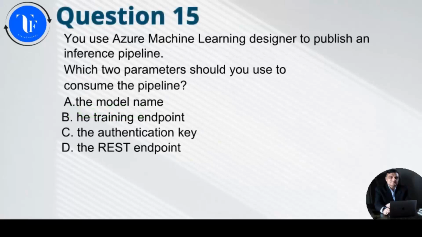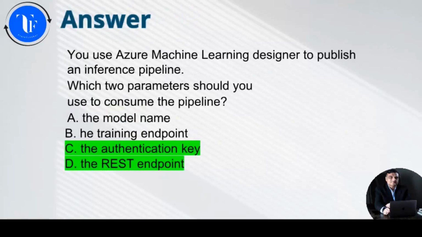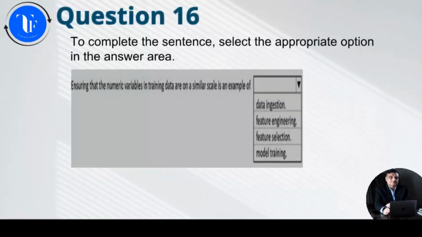Question 15. You use Azure Machine Learning Designer to publish an inference pipeline. Which two parameters should you use to consume the pipeline? The model name, the training endpoint, the authentication key, the REST endpoint. Answer is C. The authentication key. D. The REST endpoint.